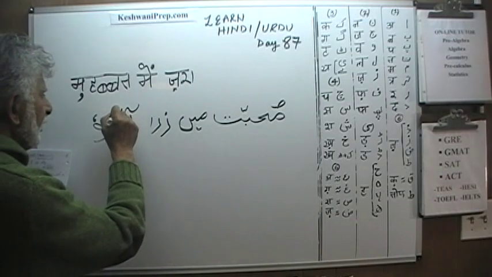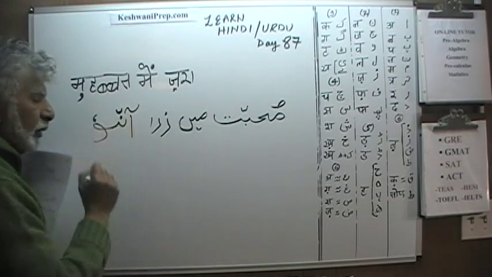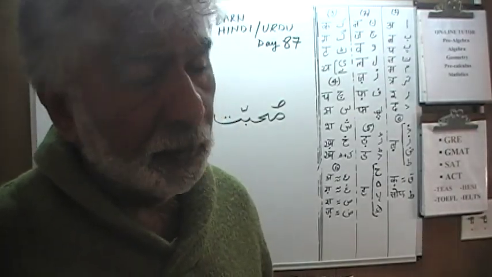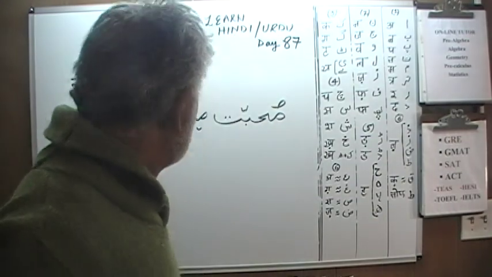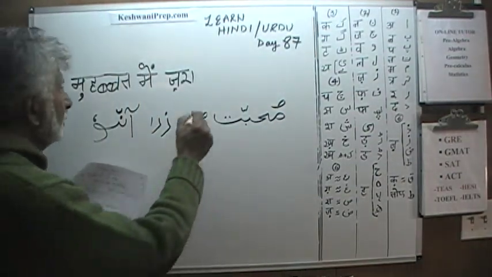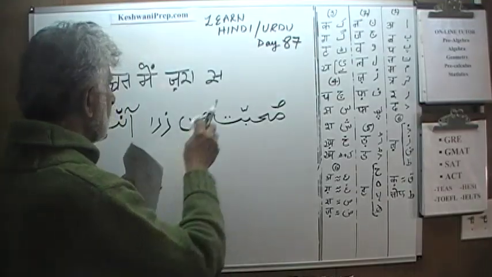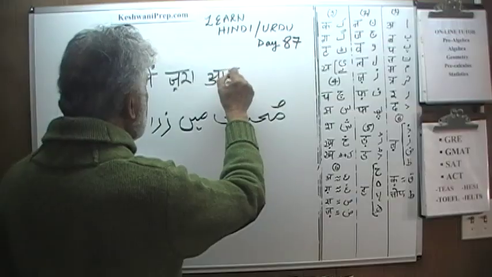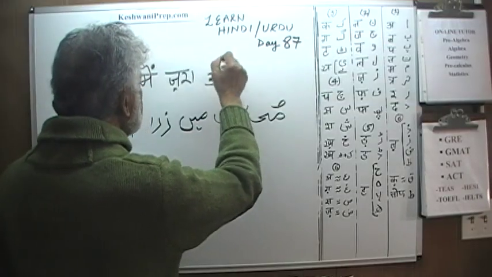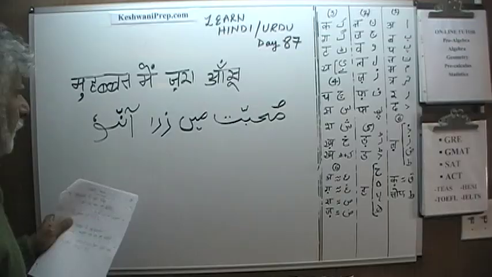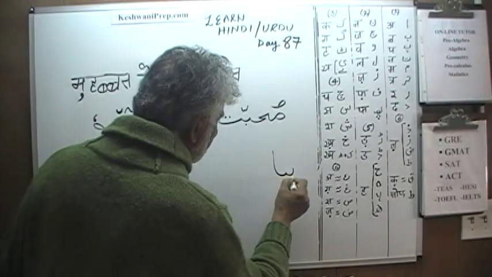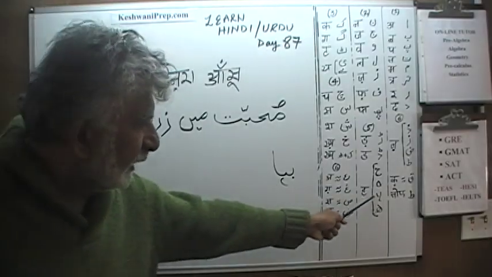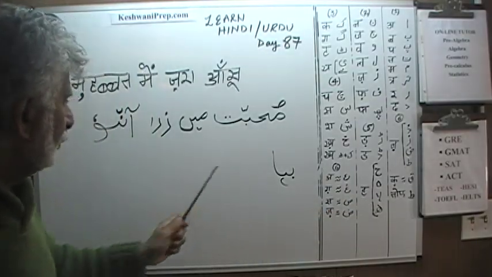Don't forget this symbol. This symbol is very important because without this symbol, the person will end up pronouncing the na in its entirety and it will become anasu. We don't need anasu, we need asu. Muhabbat mein zara asu. Baha. Ba and ha. Baha, this ha that you see there is the third one. Muhabbat mein zara asu baha.